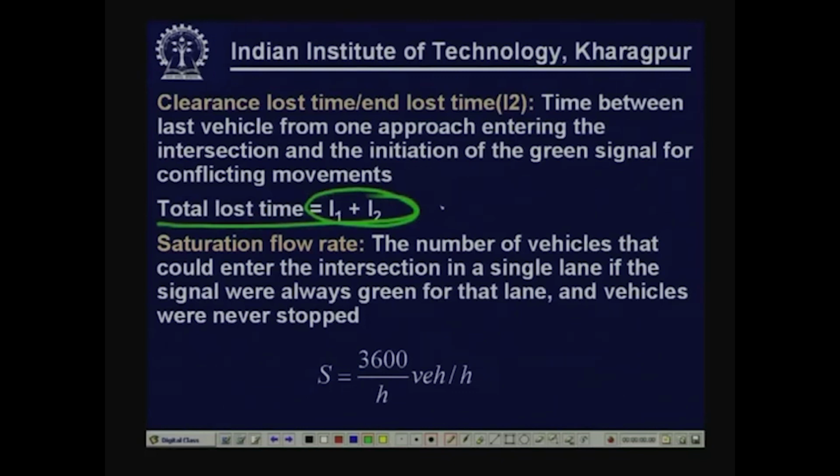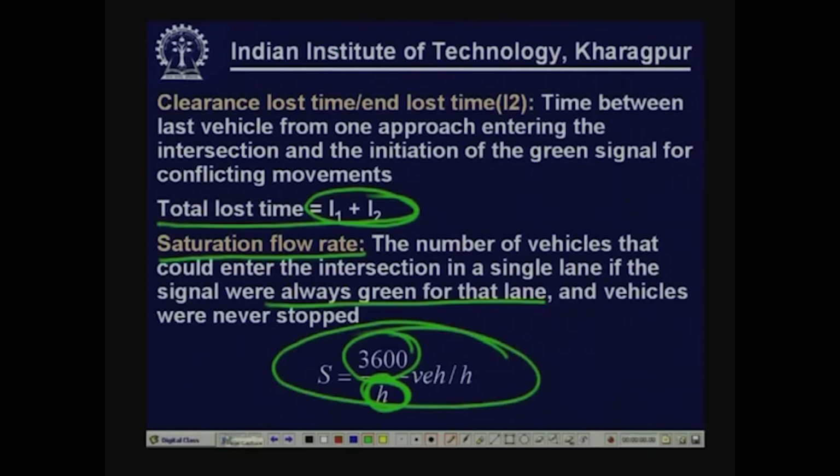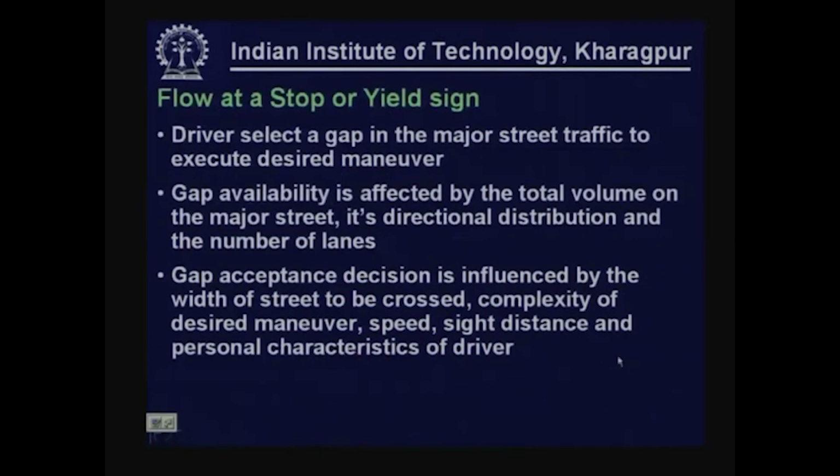Then saturation flow rate, you can calculate it. If you know the saturation headway, then the passage of each vehicle takes h, so it is basically 3600 by h. If you know the saturation headway, you can easily find the flow corresponding to it. So, it is the number of vehicles that could enter the intersection in a single lane, if the signal were always green for that lane, that means a stable condition exists and vehicles were never stopped. That is what gives you saturation flow. Again, this is important if you go for the design of signal.